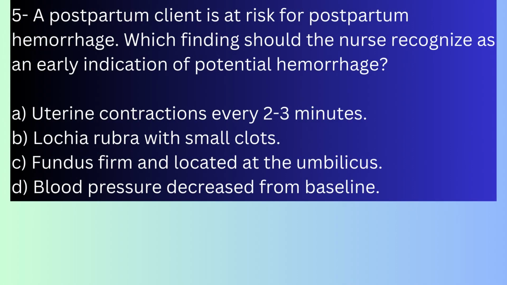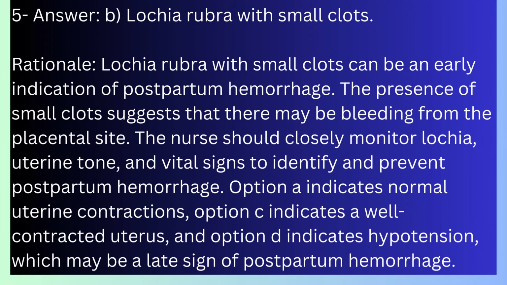Question 5. A postpartum client is at risk for postpartum hemorrhage. Which finding should the nurse recognize as an early indication of potential hemorrhage? Answer. B. Lochia rubra with small clots.